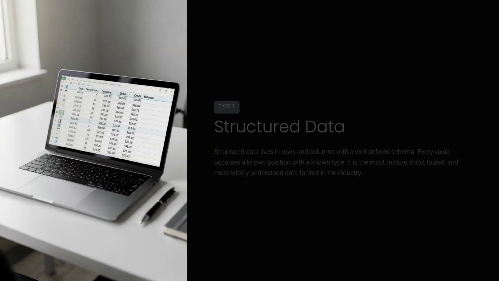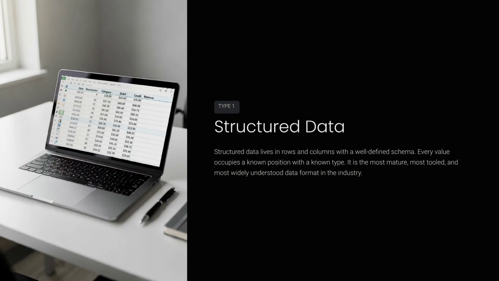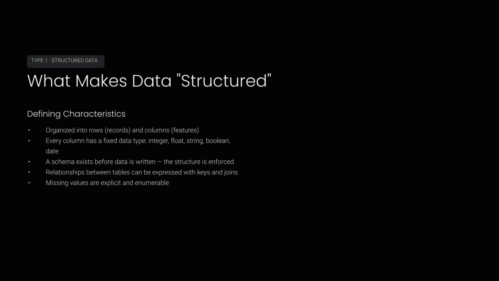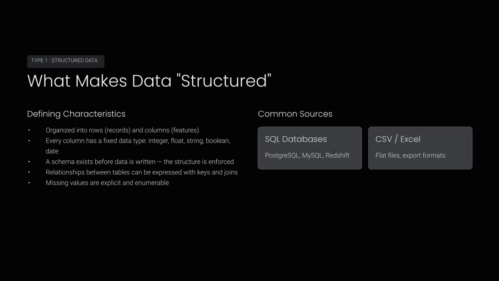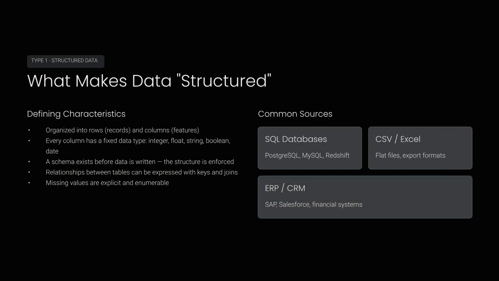Our first data type is structured data. This data lives in rows and columns with a well-defined schema, making it the most mature and widely understood format in the industry. Structured data is characterized by organization into rows and columns, fixed data types per column, and an enforced schema. Common sources include SQL databases, CSV files, Excel, and enterprise systems like ERP and CRM.